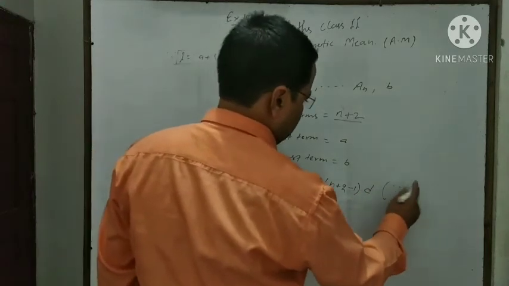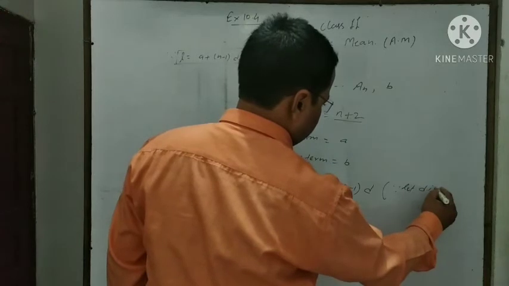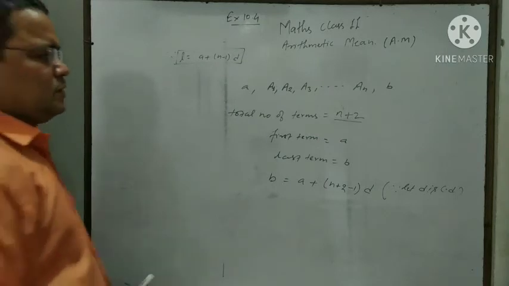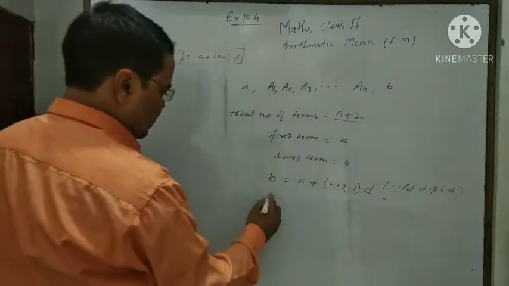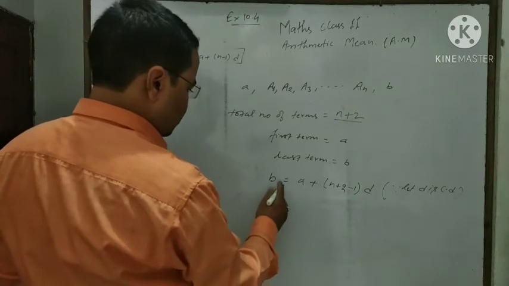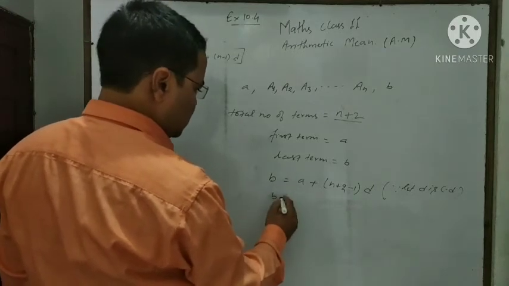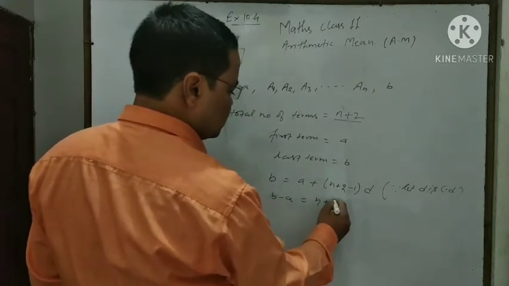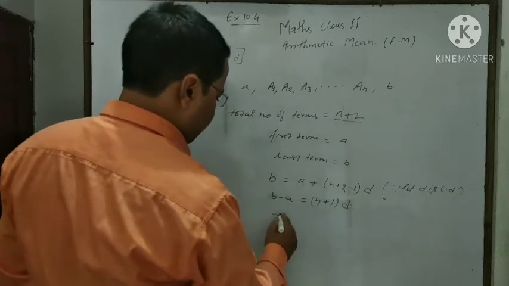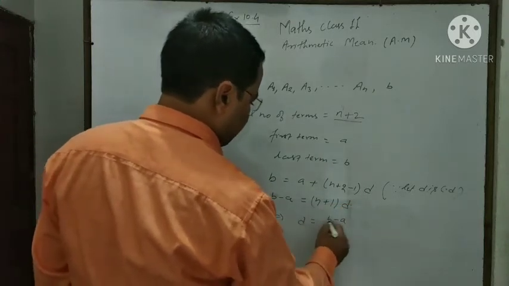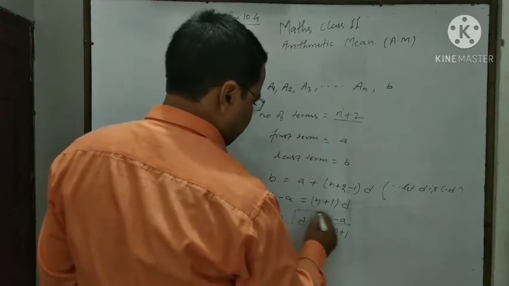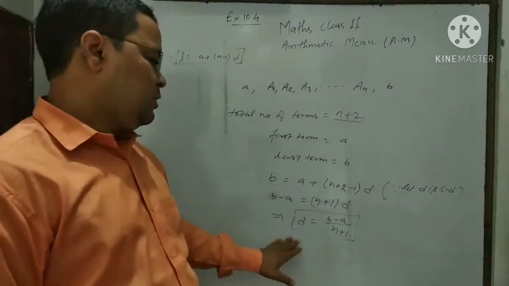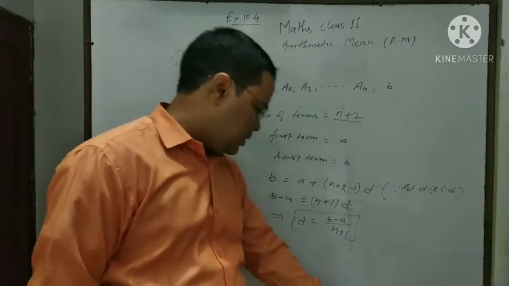Here let d be the common difference. Then we can write b, if you transfer this side, it will be b minus a is equal to (n plus 2 minus 1) which is n plus 1, into d. Or we can write d is equal to b minus a upon n plus 1. It means in this case the common difference will be b minus a upon n plus 1.